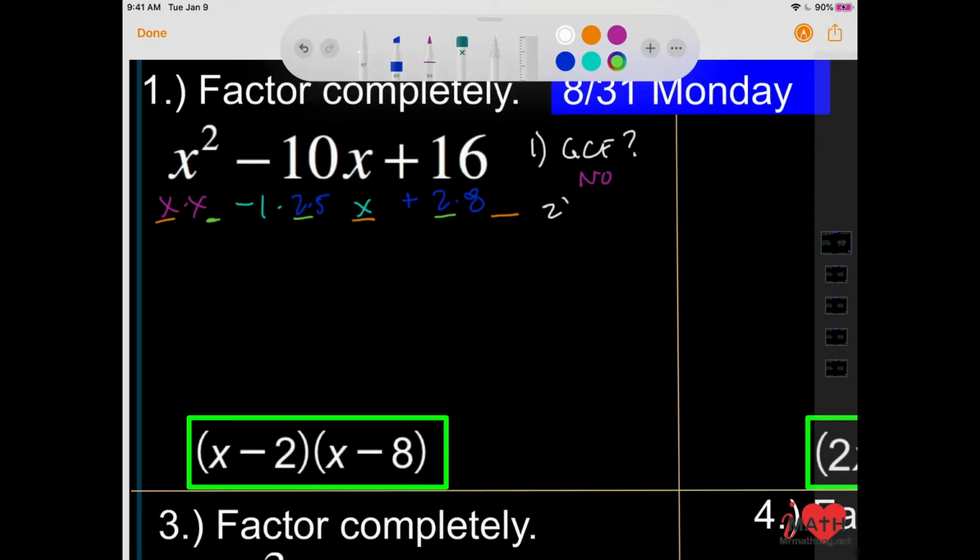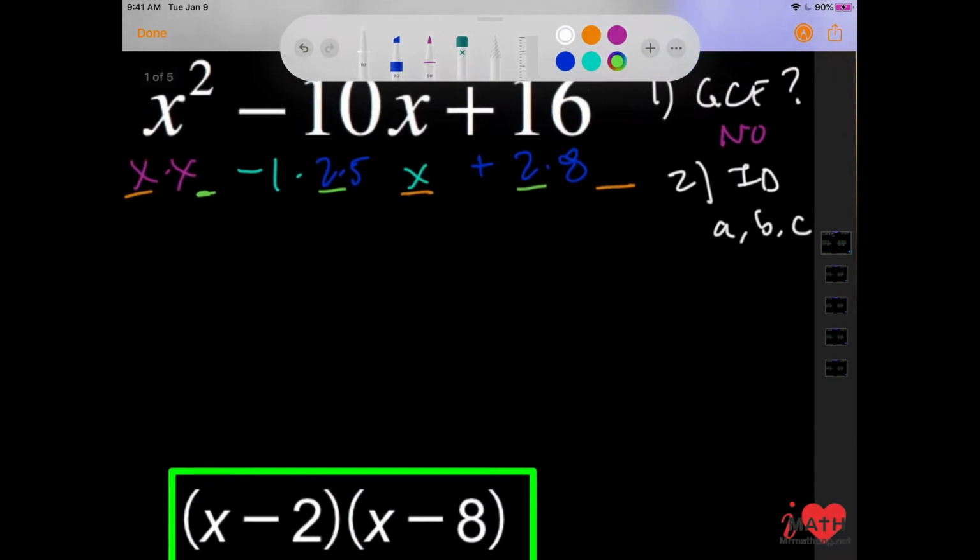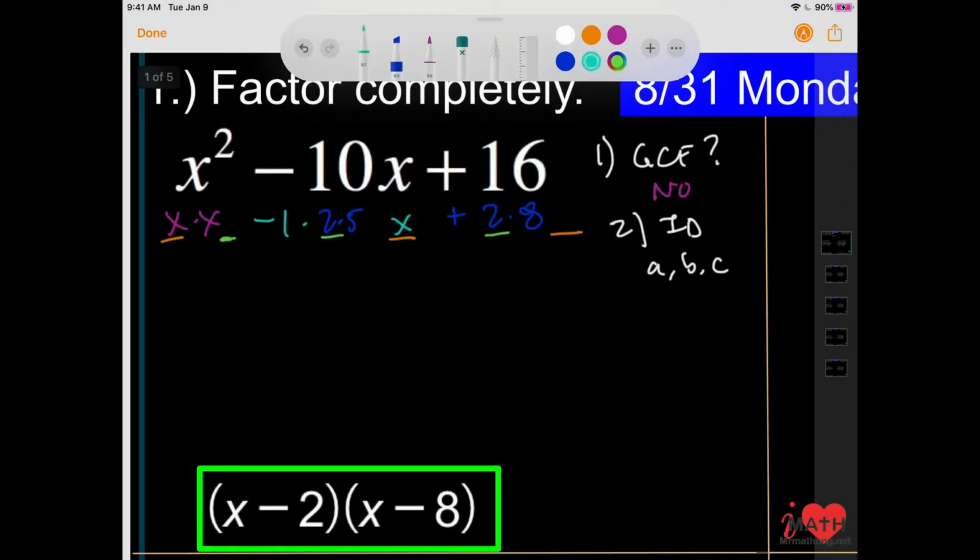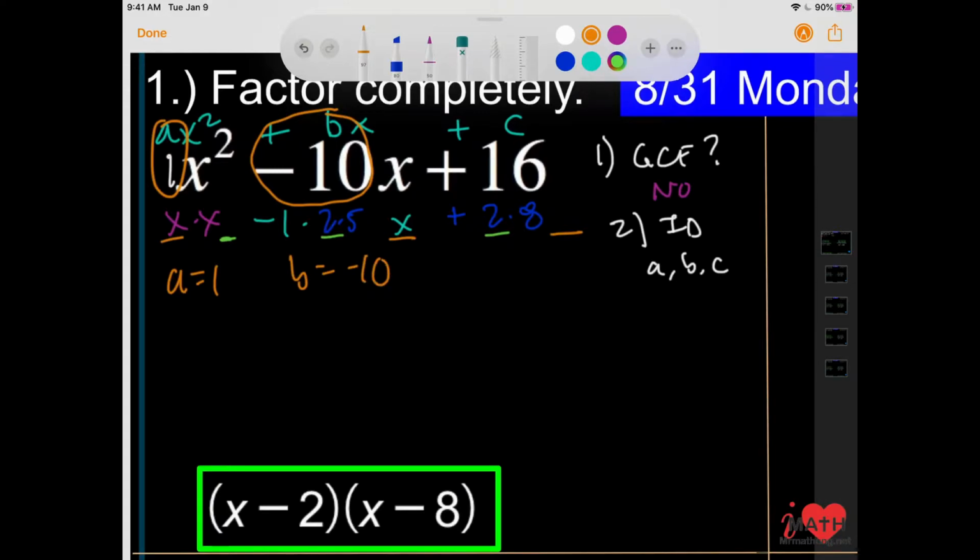The second thing is, can you identify the A's, B's, and C's? Again, you can write the form right above it. This is quadratic standard form, and we're basically going to factored form. Remember, there is a 1 right there, so my A value is 1. B value is negative 10. And my C value is positive 16.